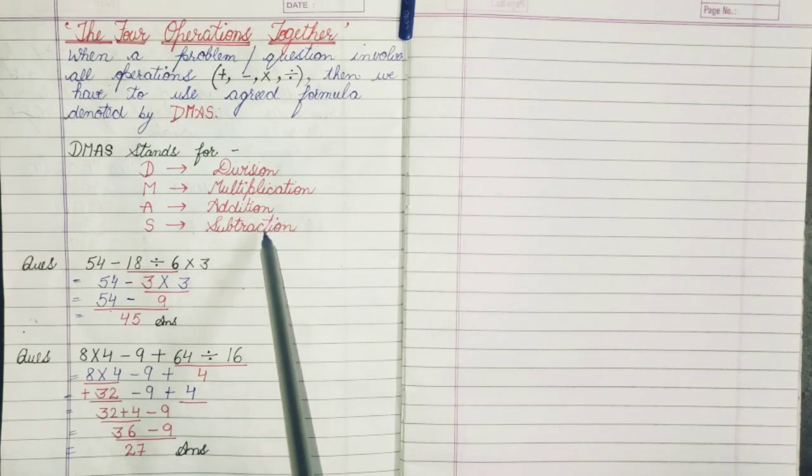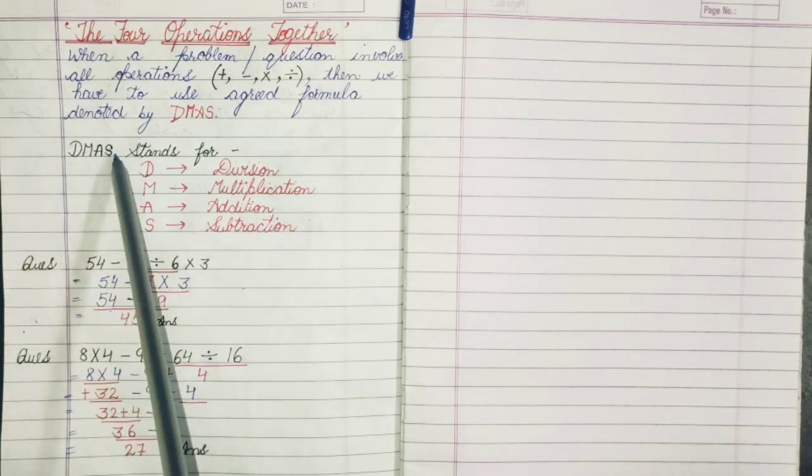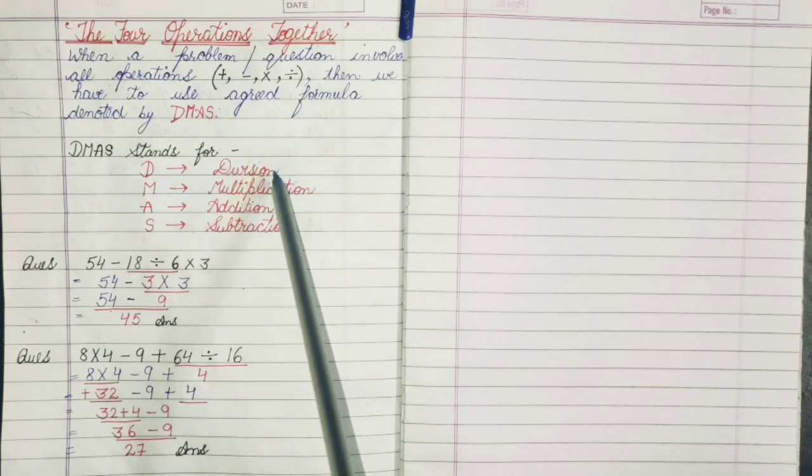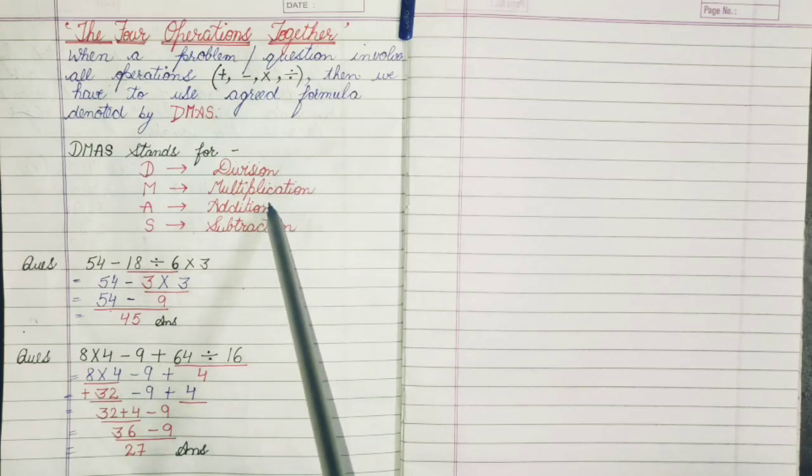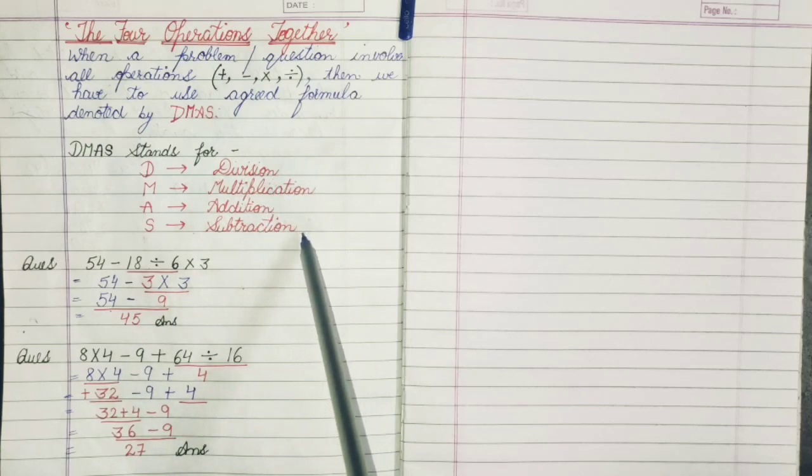Once again I am repeating, the DMAS rule says that firstly the division should be solved, then multiplication, then after that addition, and at last we have to solve subtraction. Right, now let's solve a few problems related to this.